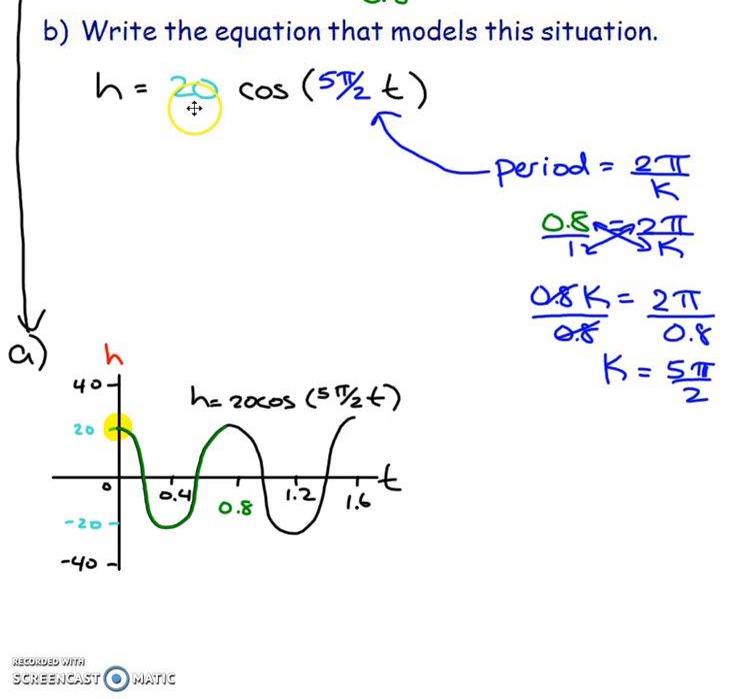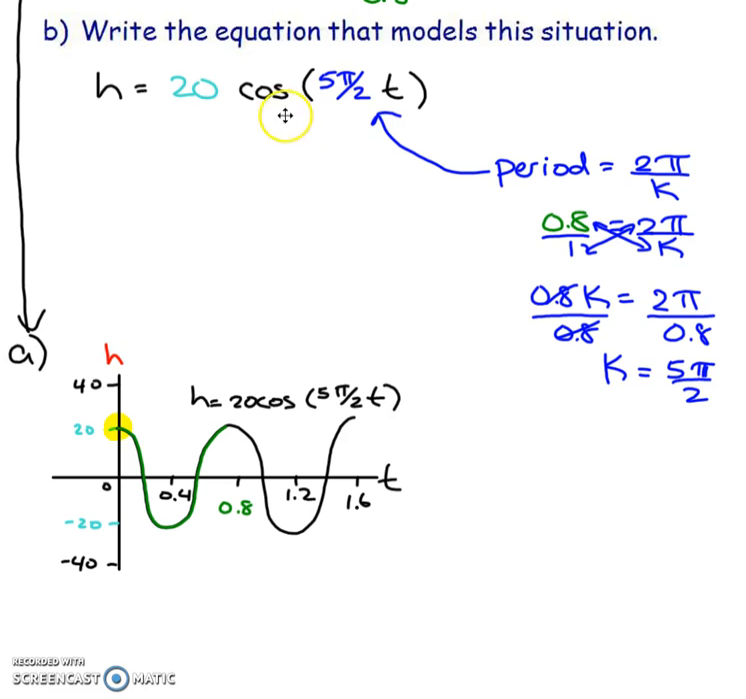Okay, then our period is going to be 0.8. So we're going to use our formula to cross multiply. 0.8k is equal to 1 times 2 pi. Divide out the 0.8s and you actually get the k value. So that's going to go into our equation right before our independent variable. So that is our t.